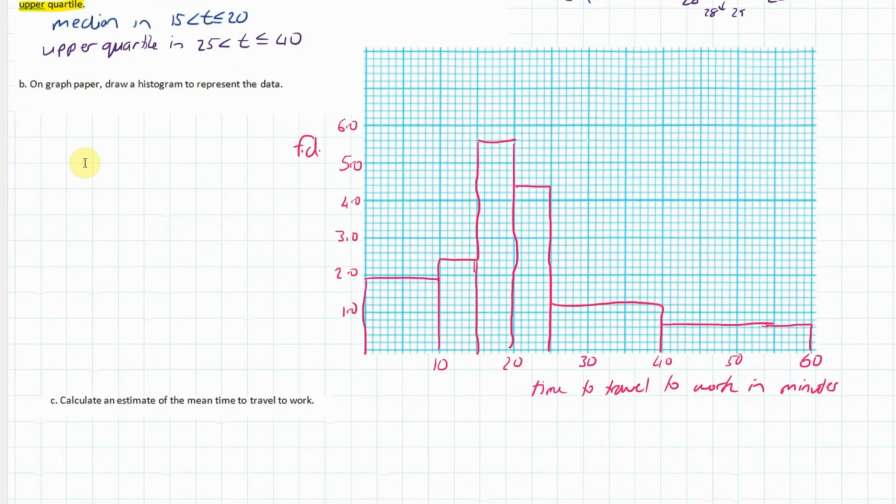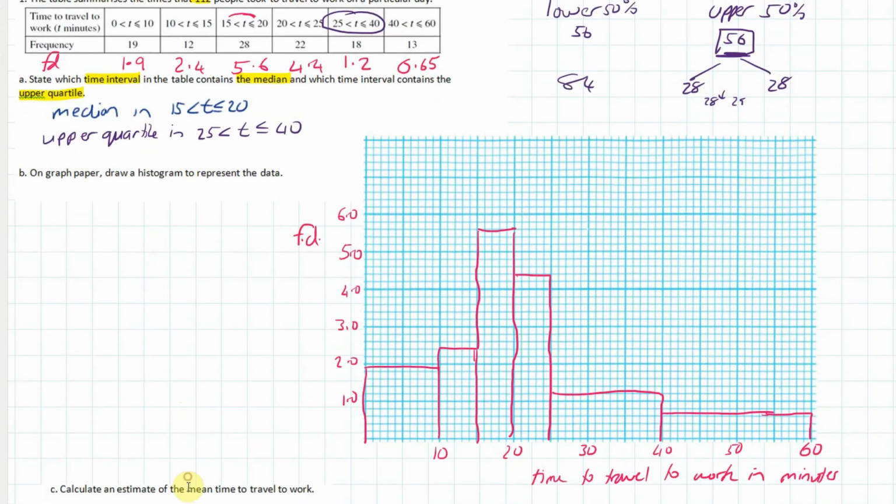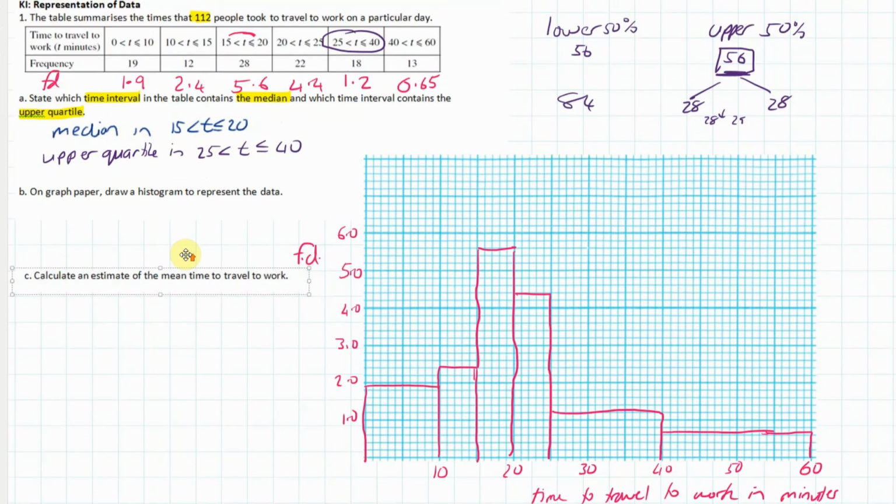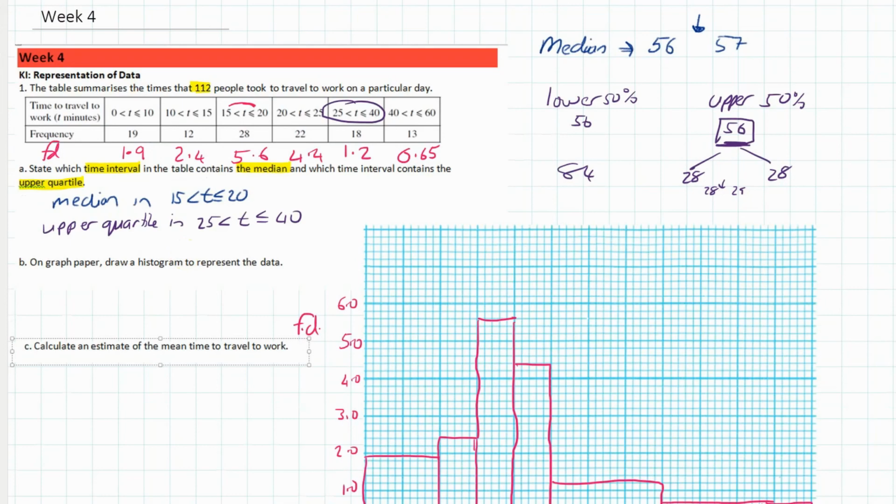Now, calculate an estimate of the mean travel time to work. Okay, so for an estimate of the mean, I'm going to be needing to look at the mid-interval values. So I will just write the mid-interval values up here. 5, 12.5, 17.5, 22.5. What one's that? It's 15, so it's like 32.5. And the last one is 50.